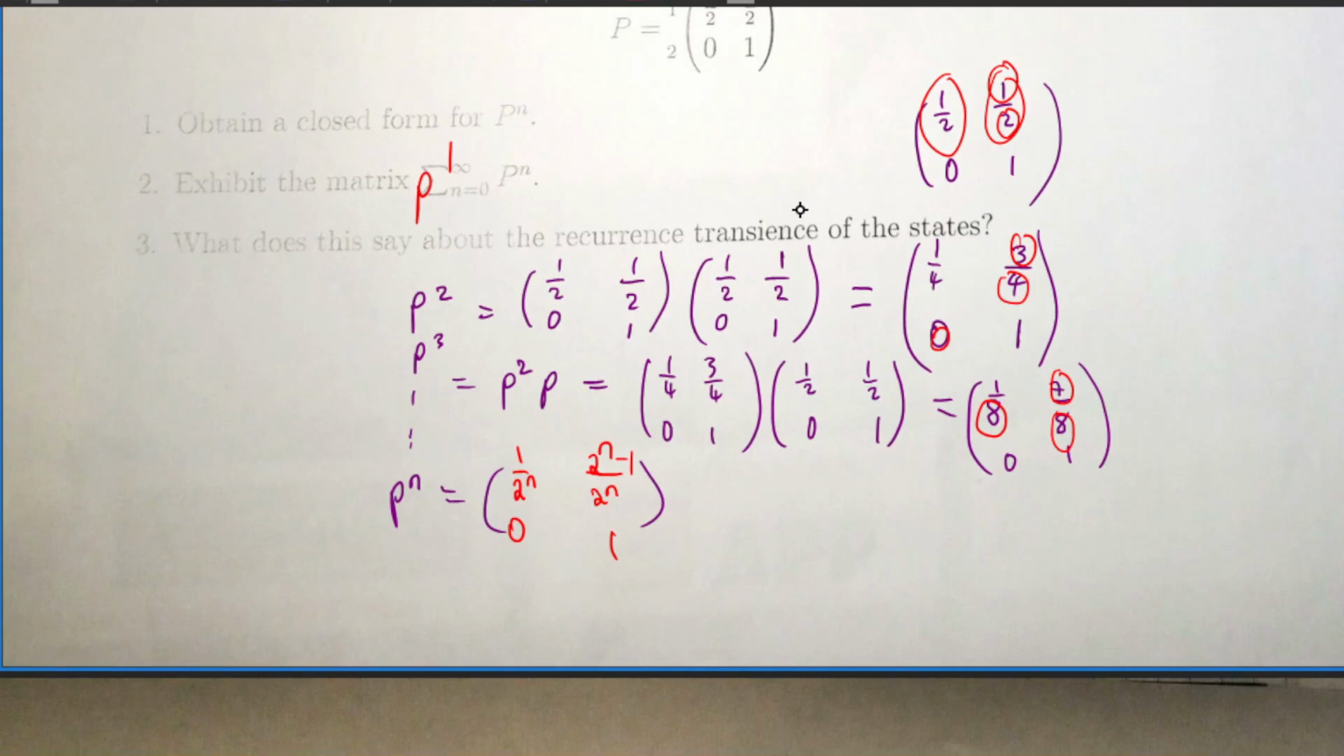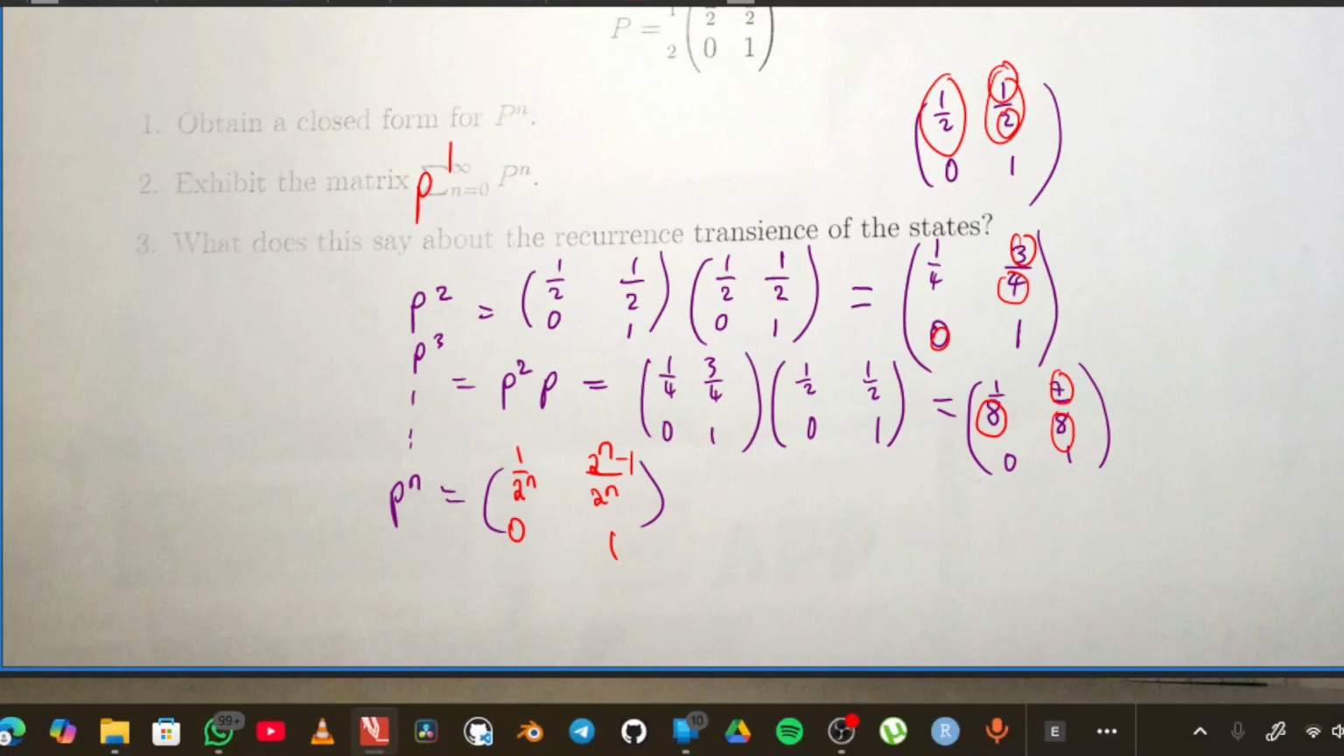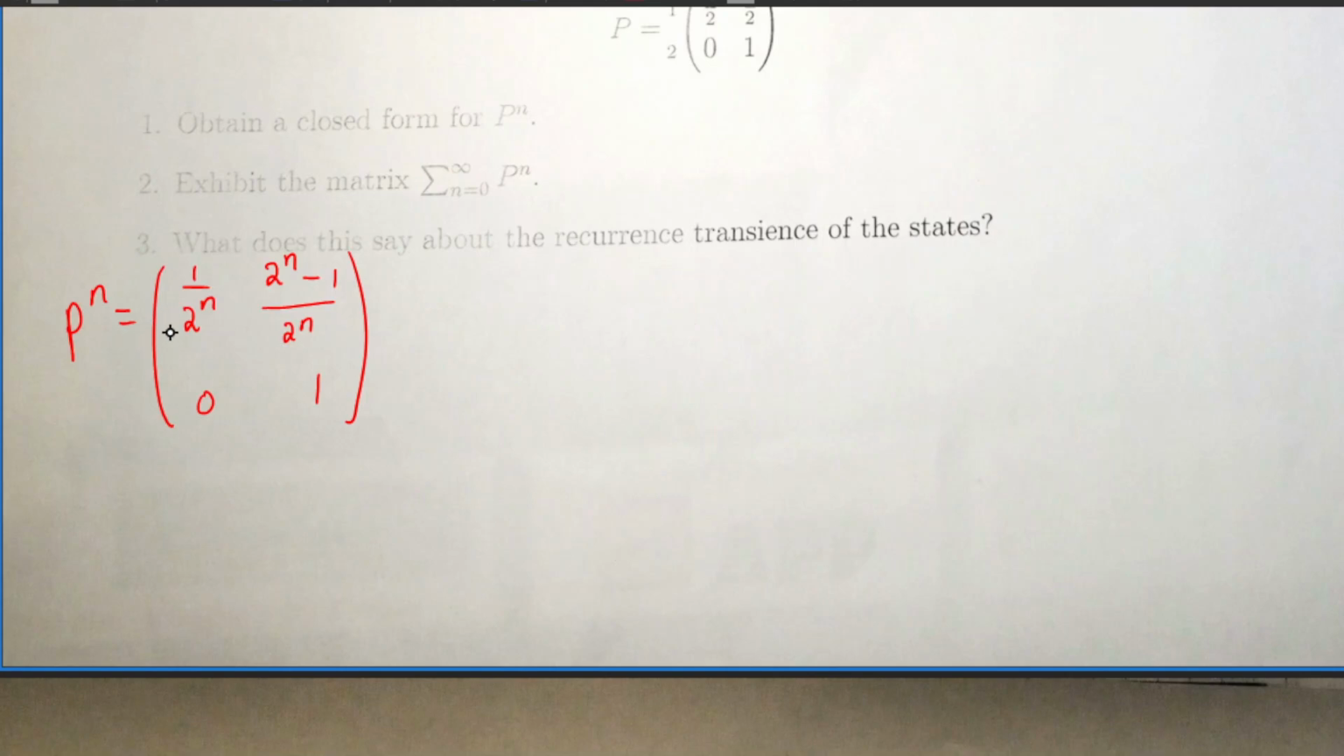Right, so let me erase everything and write p to the power n. All right, so we have the general form of p to the power n. Now we're asked to exhibit this sum, so we're introducing summation from n equals 0 to infinity of p to the power n. This will be summing each of these, so it will be the sum of 1/2 to the n from 0 and so on and so forth. Let me just write it like that.